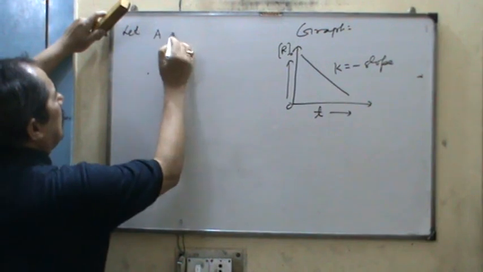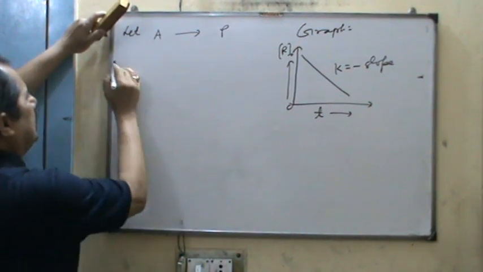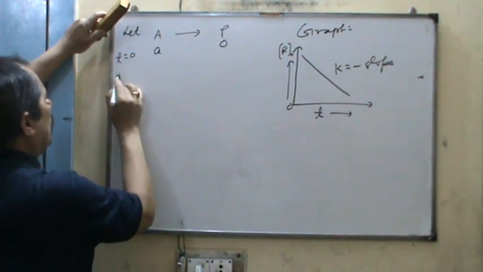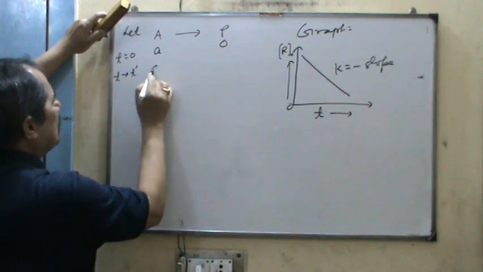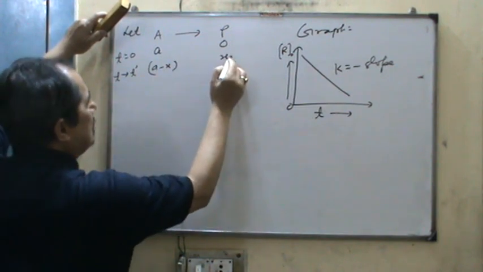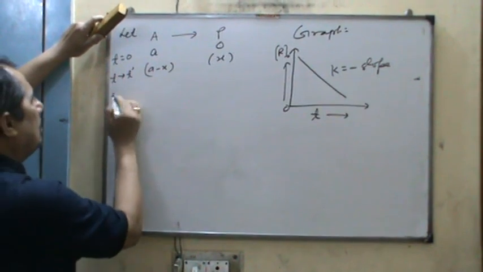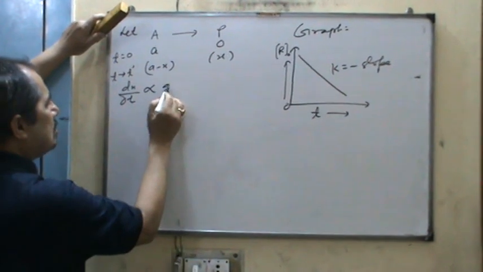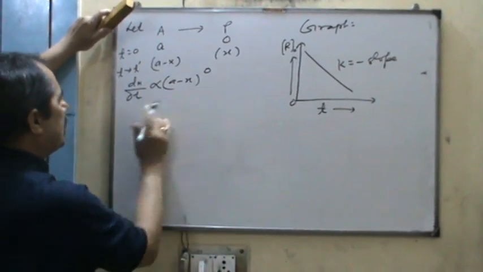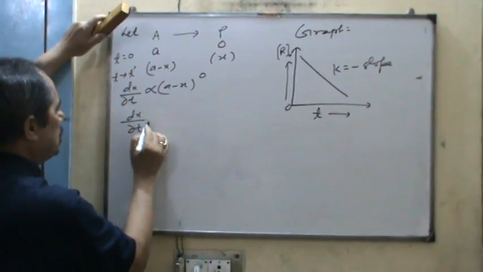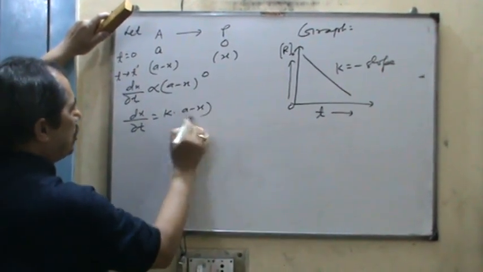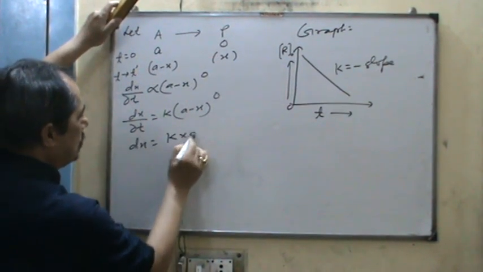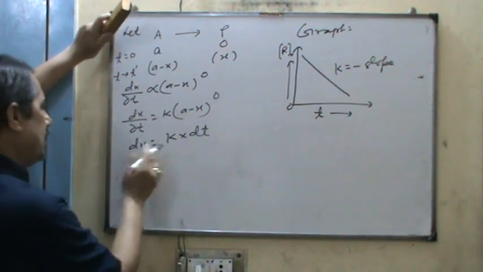Let A give the product, right? At time 0, the concentration of A is a and the product is 0. Once time is increased, it is a minus x, and this is the x. So according to the rate law, dx, a small change in the concentration, over dt, a small change in time, equals k into (a minus x) to the power 0. Anything raised to the power 0 is what? 1. So dx is equal to k into dt. Let us take integration.